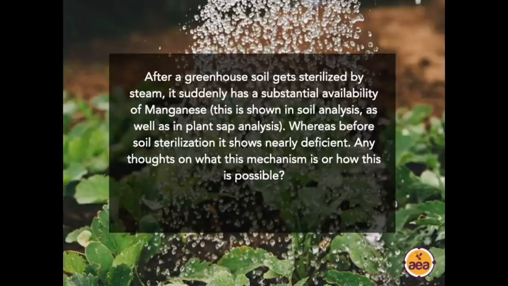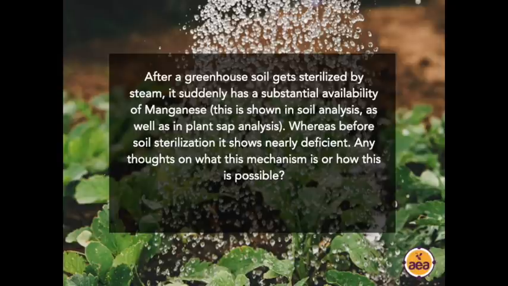Question, after greenhouse soil gets sterilized by steam, it suddenly has substantial availability of manganese, shown on soil analysis as well as in sap analysis, whereas before soil sterilization, it shows nearly deficient. Any thoughts on what the mechanism is or how this is possible?